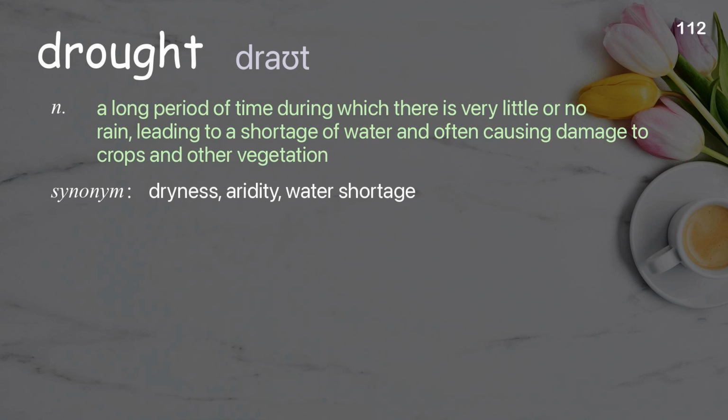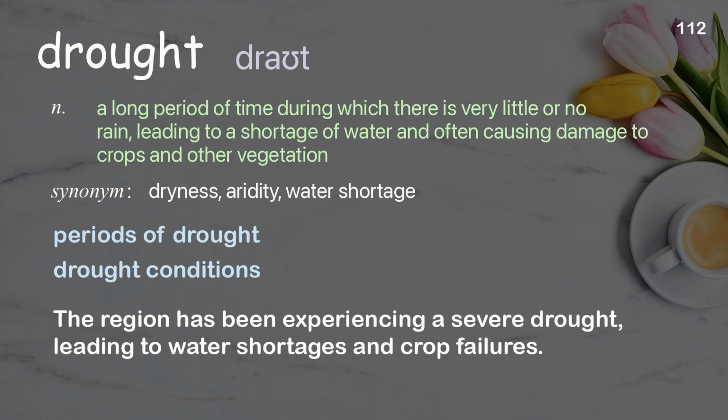Drought. A long period of time during which there is very little or no rain, leading to a shortage of water and often causing damage to crops and other vegetation. Examples: Periods of drought, drought conditions. The region has been experiencing a severe drought, leading to water shortages and crop failures.